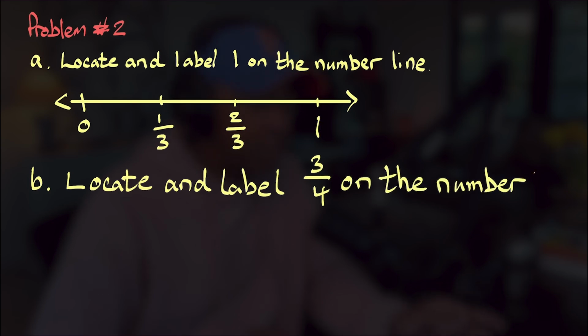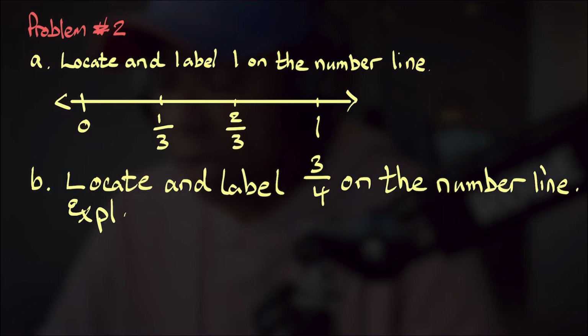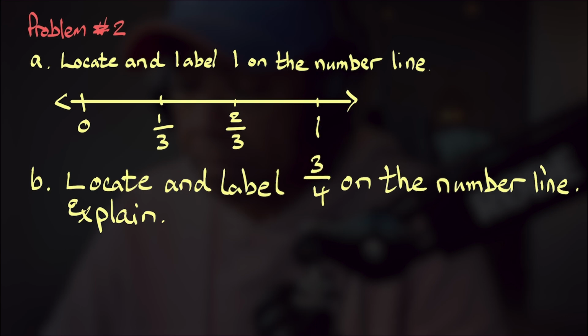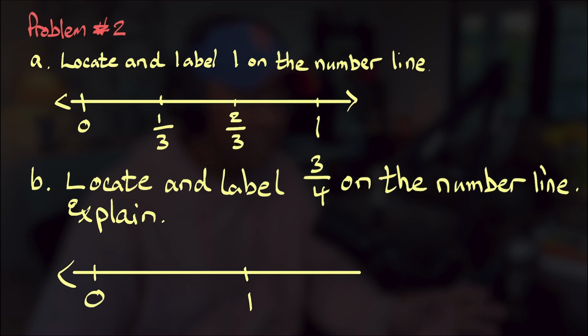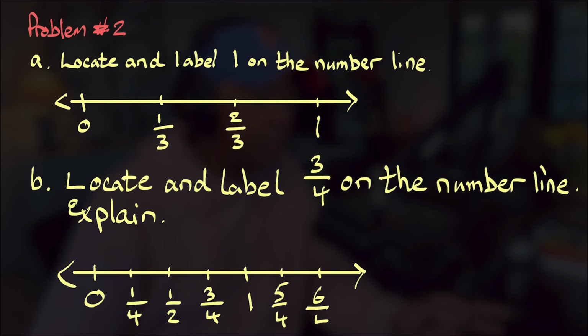Part B says to locate and label 3/4 on the number line, and then explain. My number line goes from 0 to 1, and then I have to look at my denominator to tell me how many parts I have to break the whole into, which is 4. Once I've done that, my numerator tells me how many parts out of 4 that I care about, and so I clearly label 3/4 on the number line with a nice red dot.